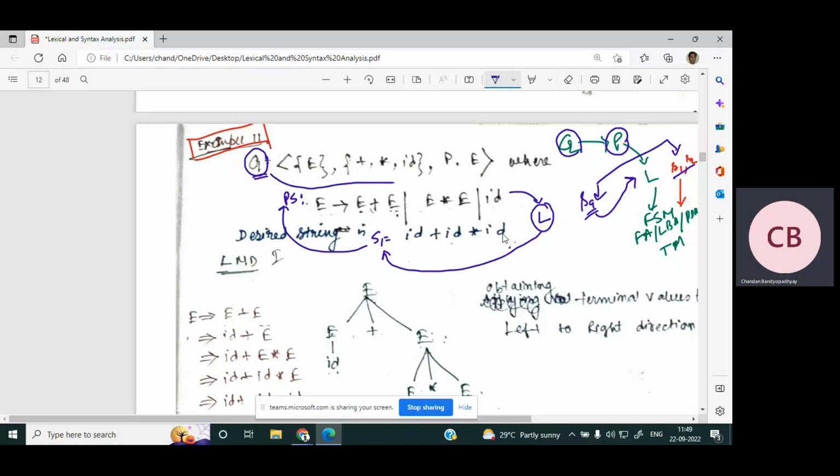From this grammar, the production was there. Let me make it more clear. Let me erase this section so that you can understand it clearly. From this grammar, this is a production rule, right? From this production rule, I have derived a language. For that language, I have taken a string S1. Let the string be ID plus ID star ID.